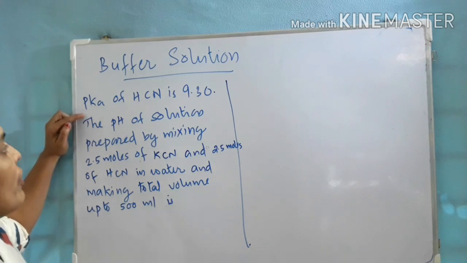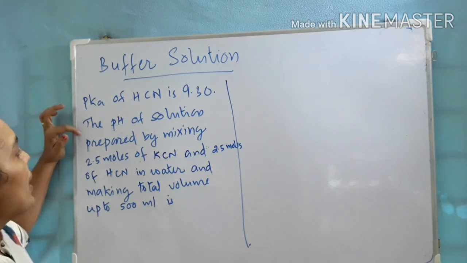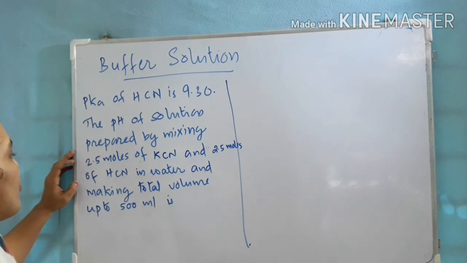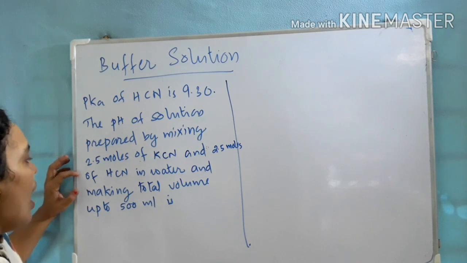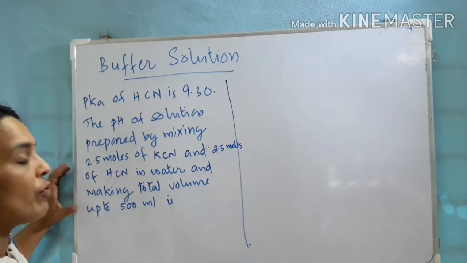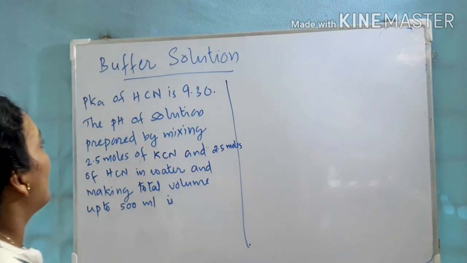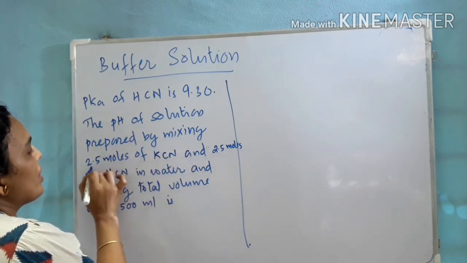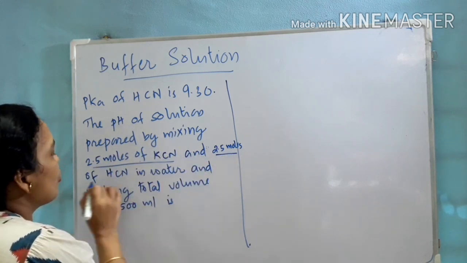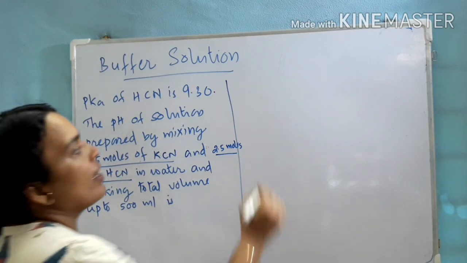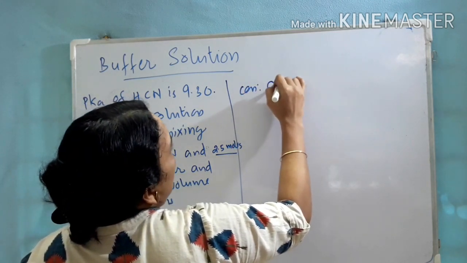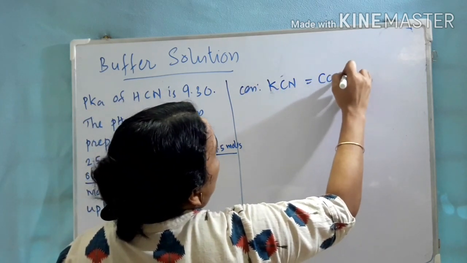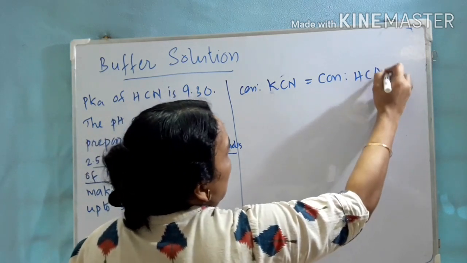Clear? Let's come to another question. Look here. pK of HCN is 9.30. The pH of solution prepared by mixing 2.5 moles of KCN and 2.5 moles of HCN in water and making total volume up to 500 ml is. Look here, the pKa is given. The pH of the solution prepared by mixing 2.5 moles of KCN and 2.5 moles of HCN. So the concentration of KCN is equal to the concentration of HCN. That is the first thing that we have to identify.